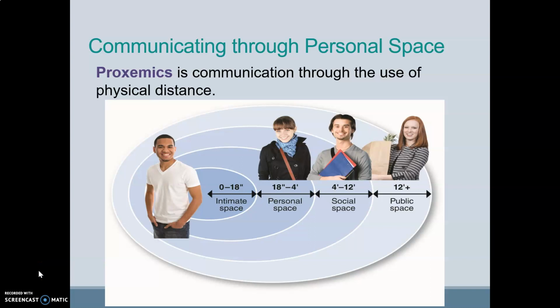So let's talk about these 4 types of physical distance. When you are in a public setting, you are supposed to keep at least 12 feet with a stranger or with a person in this public space. And the social space ranges from 4 feet to 12 feet.